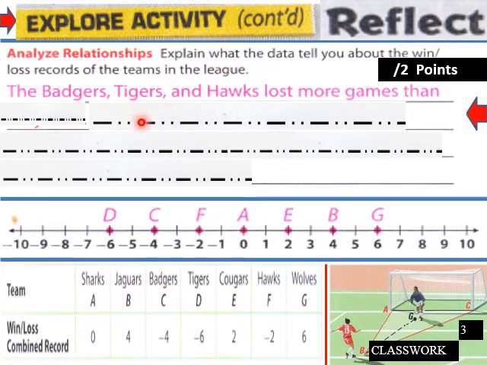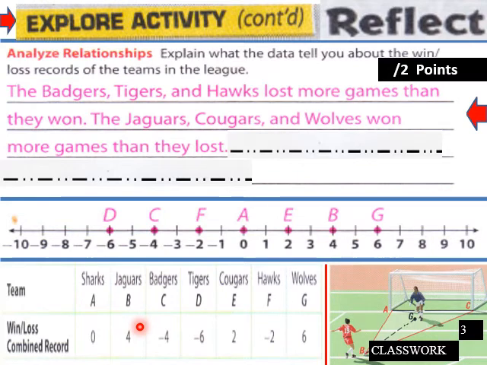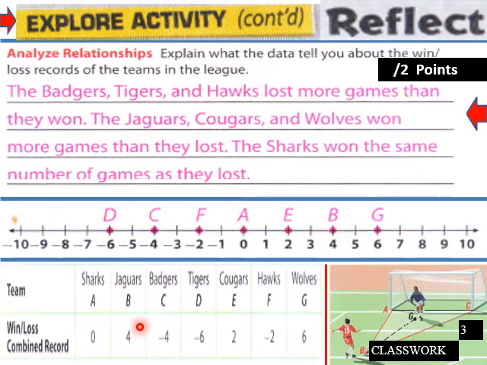And here's one possible explanation: the Badgers, Tigers, and Hawks lost more games than they won, so that's why they have a negative score on their season. And then the Jaguars, Cougars, and Wolves won more games than they lost, so they won more. That's why they have a positive record. The Sharks won the same number of games as they lost. That's why they have a 0. So they're at an even record there at a 0.